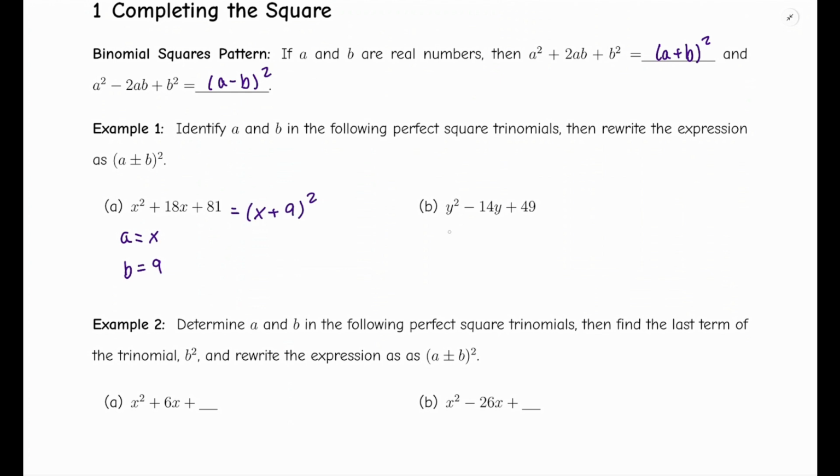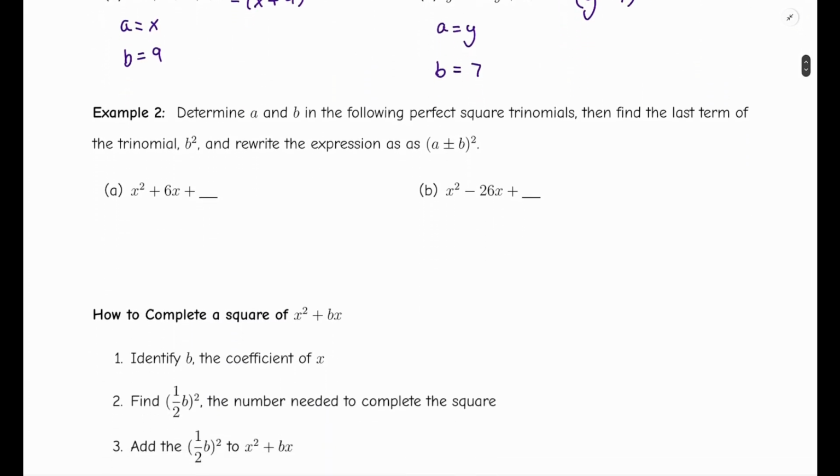Well, here we have a is equal to y. B is equal to 7. And again, you just need to make sure y times 7 is 7y. Doubled is 14y. So this will be y minus 7 squared. And again, it's minus because the 14 was negative.